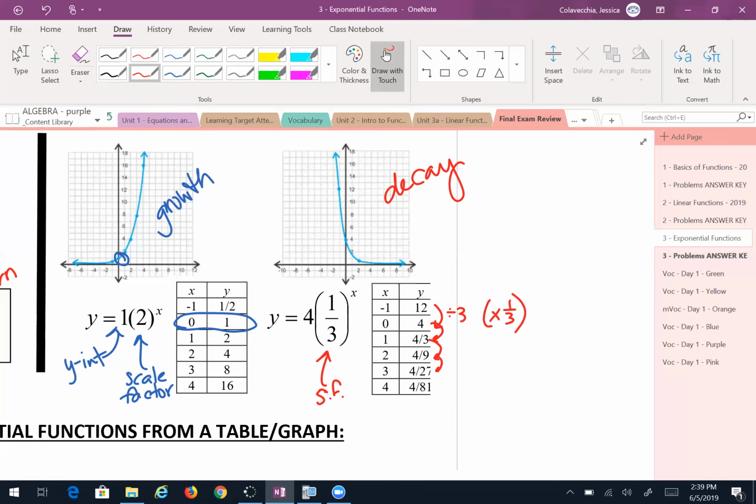It's a short answer, and it says why is this growth or decay? Saying it's less than 1 is not good enough. What do we have to replace the word it's with? What are we talking about specifically that is less than 1? The scale factor. So make sure you are being specific. Don't just say it or the number is less than 1.